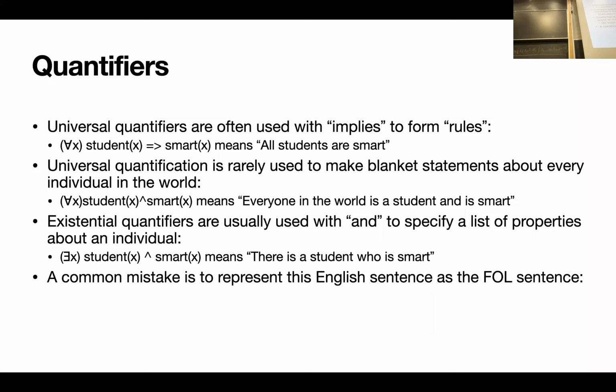And a common mistake is to represent this English sentence as the first order sentence, for example, that there exists an x such that student of x implies smart of x. What do you think could be the problem with that? What could this logical sentence mean in English?